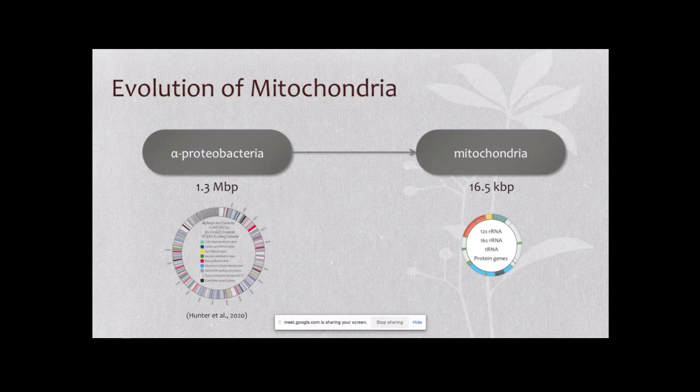If alpha proteobacteria had so many genes and mitochondria have such a small number of genes, they have gone into the nucleus. In fact, evolutionarily, there are mechanisms where transfer happens from mitochondria. If we are talking of plants, the transfer also happens from chloroplast to nucleus. But here we are focusing on mitochondria. So the mitochondrial genome has been transferring its genes to the nucleus.